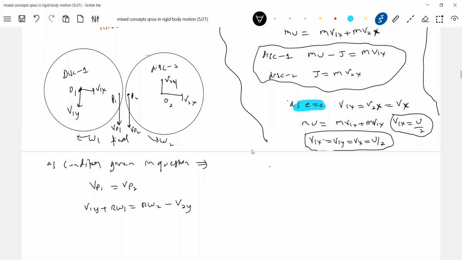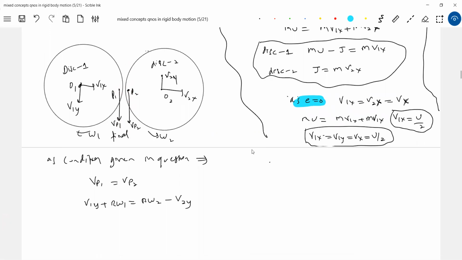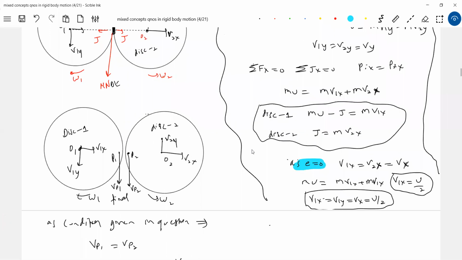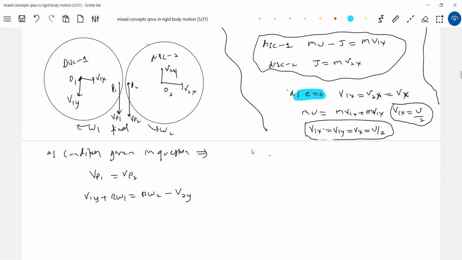So Vp1 should be equal to V1y plus R omega 1. Vp2 is R omega 2 minus V2y. V1y is equal to V2y, from here. So therefore this should be Vy equals R omega 2 minus Vy. So 2Vy equals R times omega 2 minus omega 1.